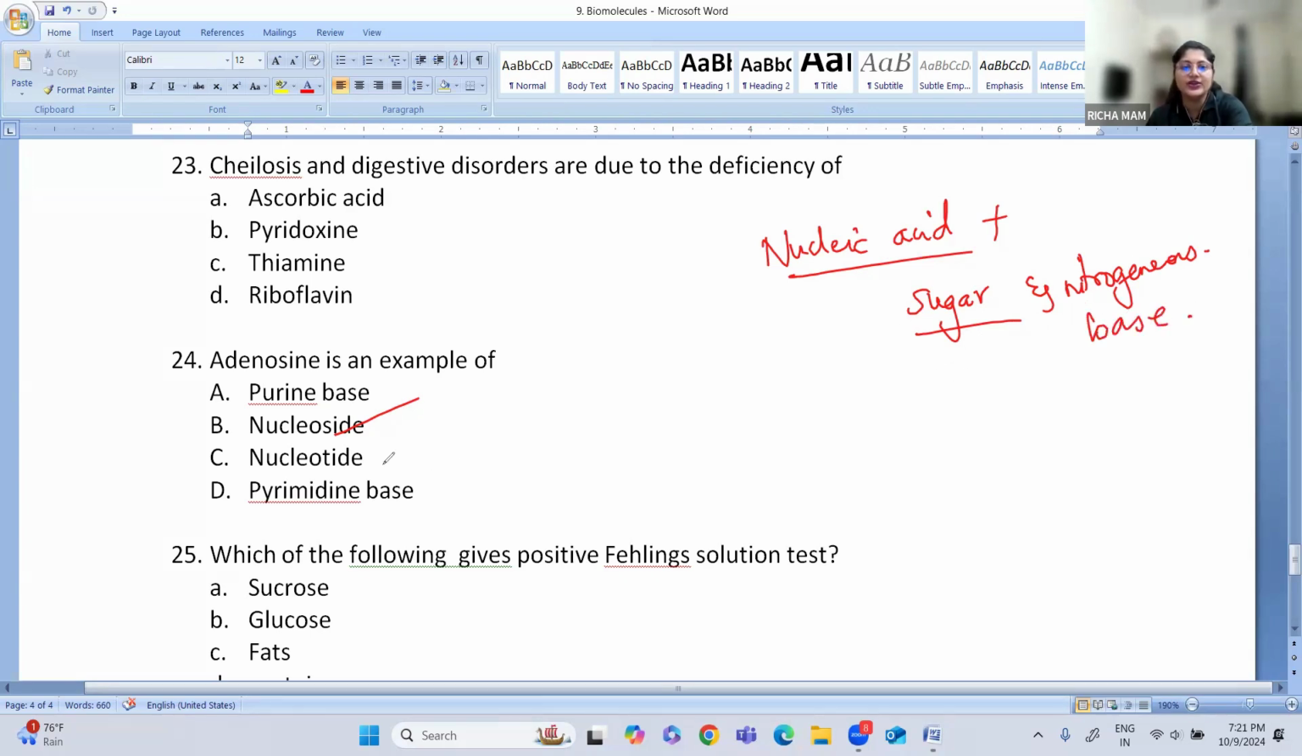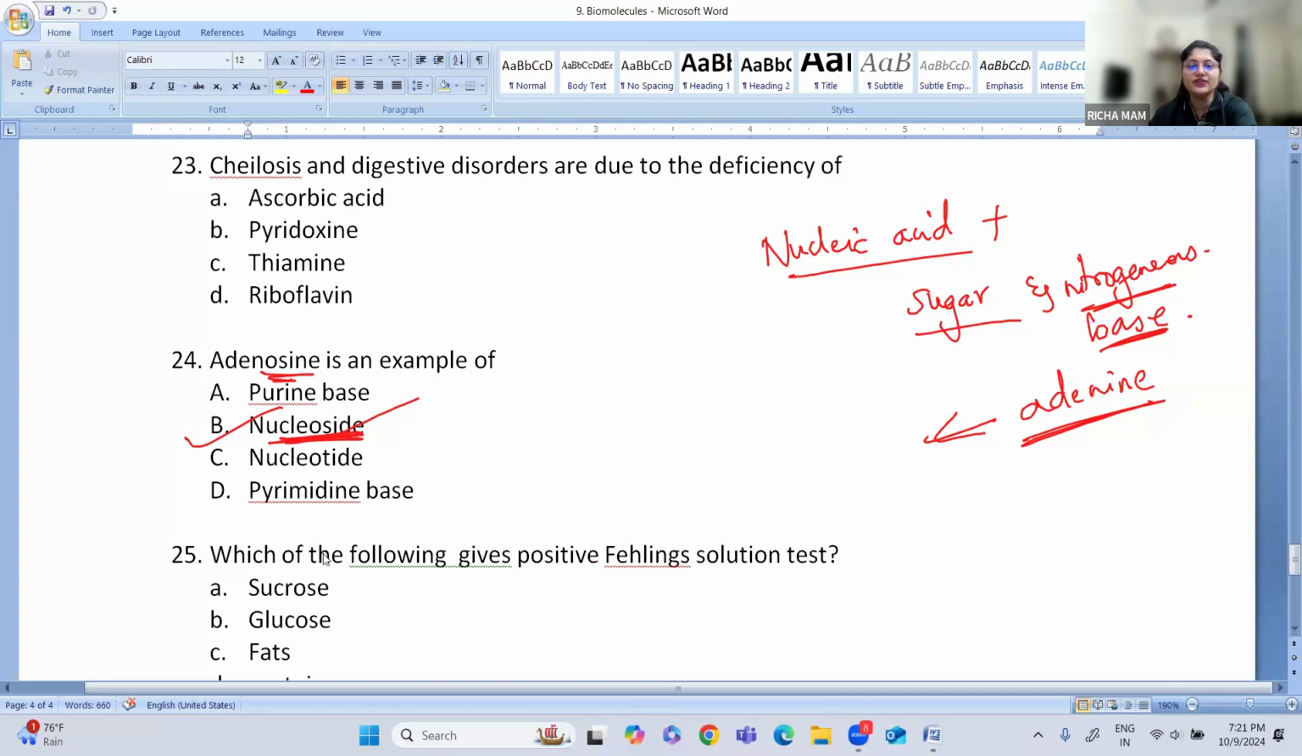So when you see adenosine, which is the nitrogenous base? It is adenine. And this is the sugar. So it is a nucleoside. So option number B. Okay, option number B.